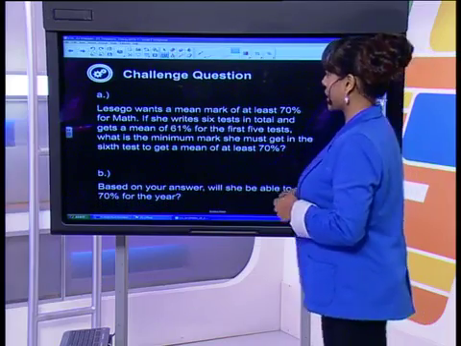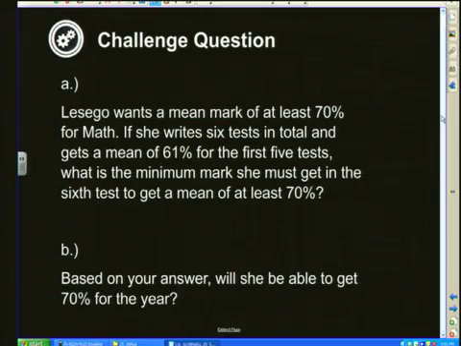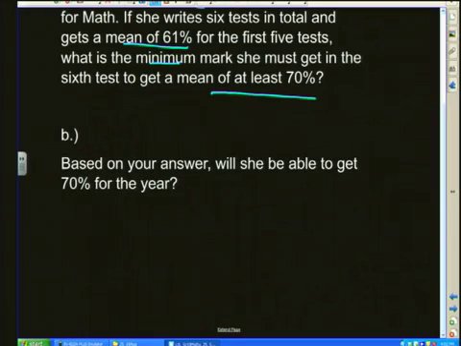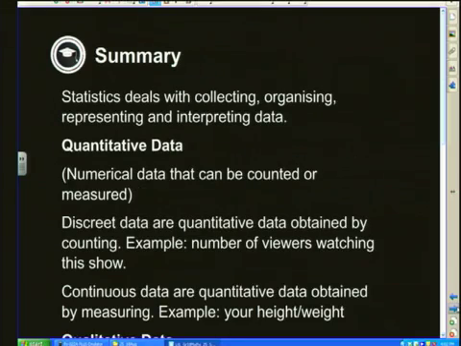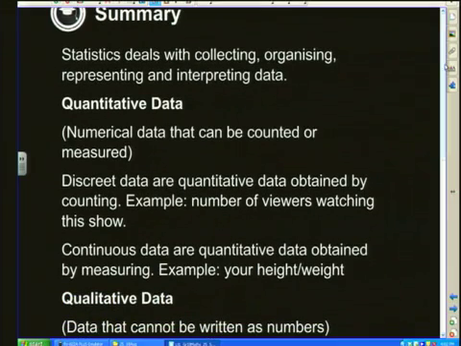All right. Okay, a reminder of your challenge question for today. Lesego wants a mean mark, remember mean is the same as average, of at least 70% for math. If she writes 6 tests in total and gets a mean mark of 61% for the first 5 tests, what is the minimum mark that she must get in the 6th test to get a mean mark of at least 70% overall? Based on your answer, this is part B, will she be able to get 70% for the year? Okay, guys, have a look at that, and hopefully by the time we get to the end of today's lesson, you will be able to answer that.